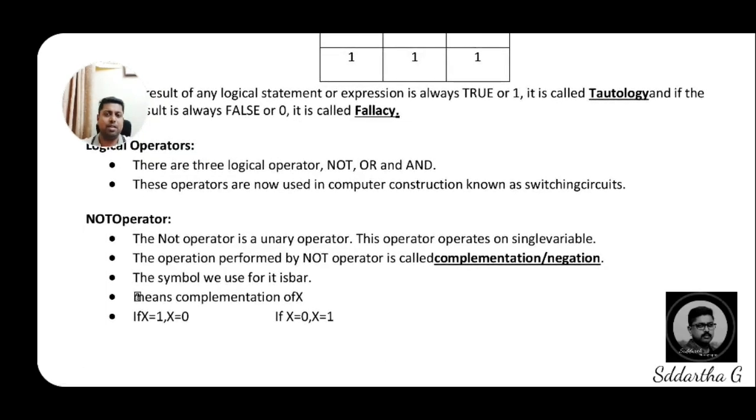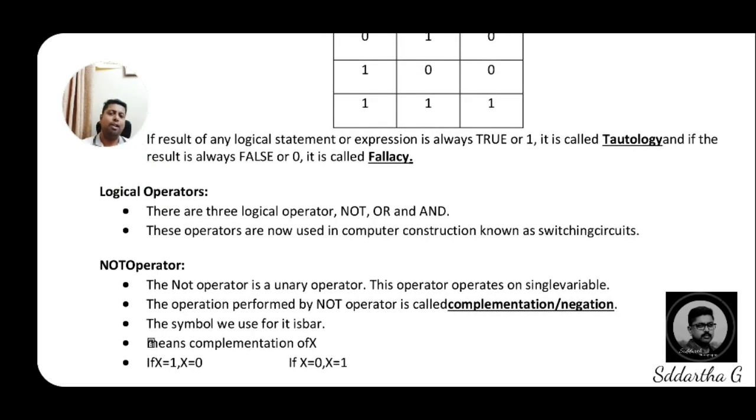The next concept in this chapter is logical operators. There are three logical operators: NOT, OR, and AND. We call them the NOT gate, OR gate, and AND gate. These three gates are also called basic gates.